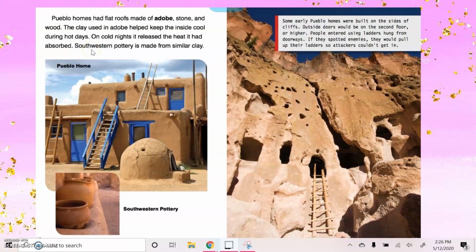Huh, interesting. I noticed that these houses are a lot different than the Lenape houses that we learned about. Remember, the Lenape live in what's called a wigwam, and the wigwams are made out of much different material than the clay that the Pueblo homes are made out of. Let's add that into my Venn diagram as two differences between these two tribes.